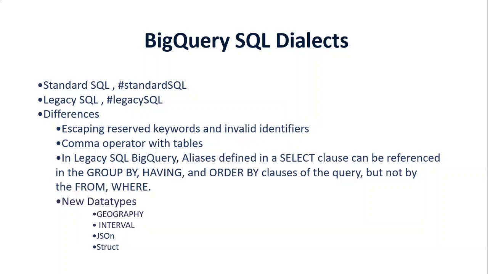And the last major difference, which is very handy, is that standard SQL has new data types. It has data types for geospatial data, interval data, where time can have more breakdowns, JSON, and struct. So don't be too worried about them. In upcoming videos, we're going to talk about all these.